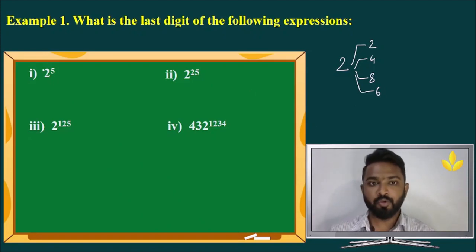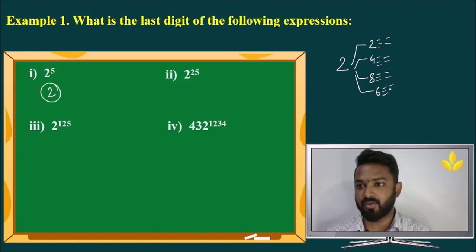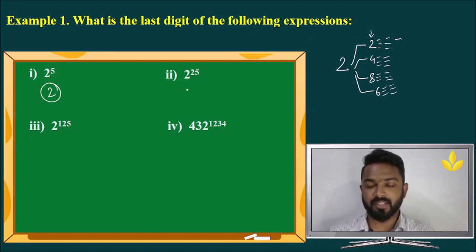Okay. 2 to the power 5, we all know that 2 to the power 5 is 32. So that will definitely end with a 2. Now 2 to the power 25. One thing we can do is we can count till 25. 1, 2, 3, 4, 5, 6, 7, 8, 9, 10, 11, 12, 13, 14, 15, 16, 17, 18, 19, 20, 21, 22, 23, 24 and 25. So again we have 2 as the answer.